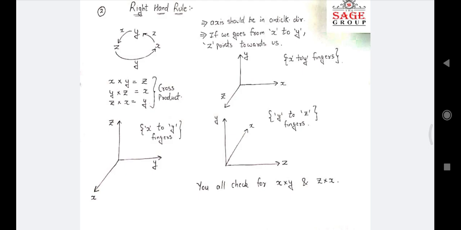So I have put two checks over there for all of you. You can do it for x cross y and z cross x.